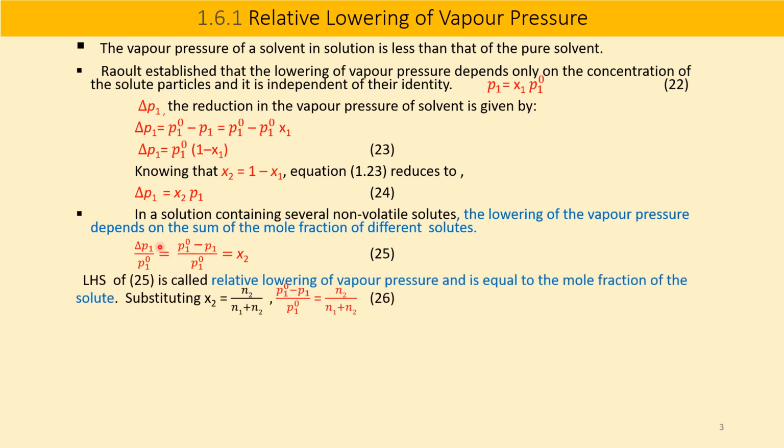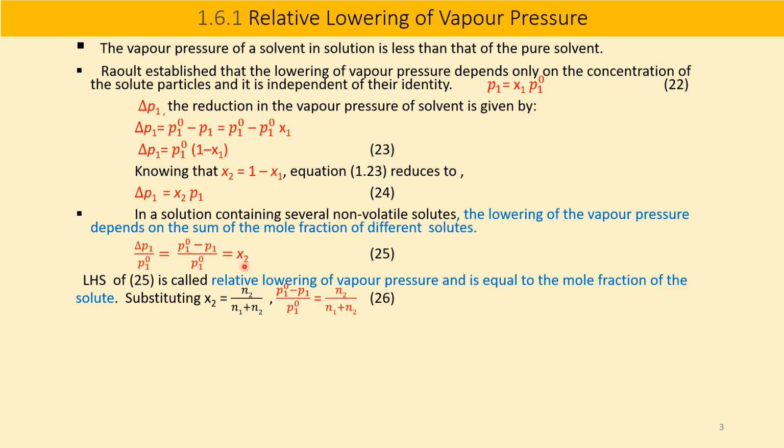The left hand side of equation 25 is called relative lowering of vapor pressure, and it is equal to the mole fraction of the solute. That is, delta P1 by P1 naught = X2. Hence X2 is the mole fraction. I will read this sentence once again. The left hand side of equation 25 is called relative lowering of vapor pressure, and it is equal to the mole fraction of the solute.